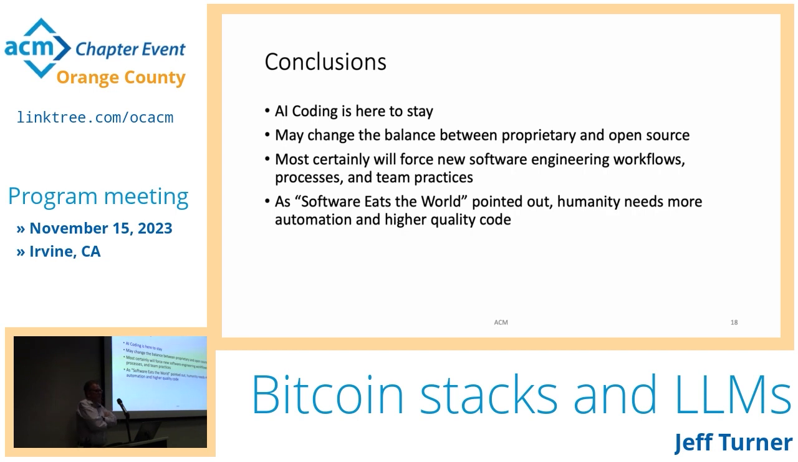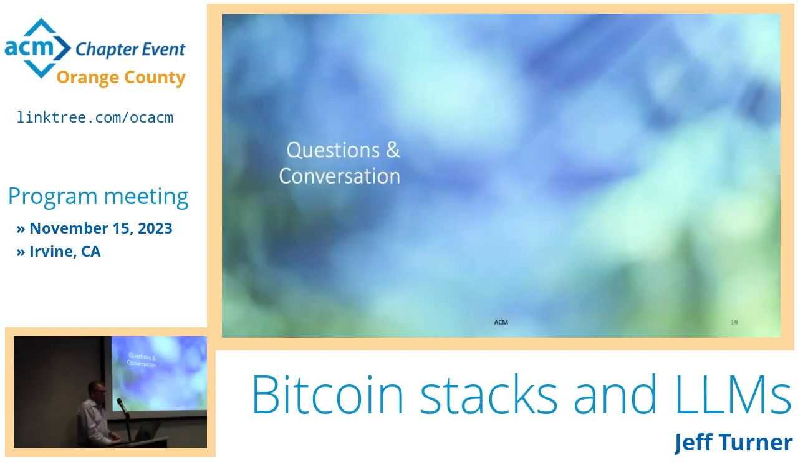As Marc Andreessen said in his famous essay from about 10 years ago, Software Eats the World, humanity needs more high-quality code and a greater degree of automation. So all this really means is that there's more opportunity. It's like the standard bearer in some economic models where the cheaper something is to produce, the greater the demand that there ultimately is for it. And that's the point that he makes. And I'm sure you guys have some questions.